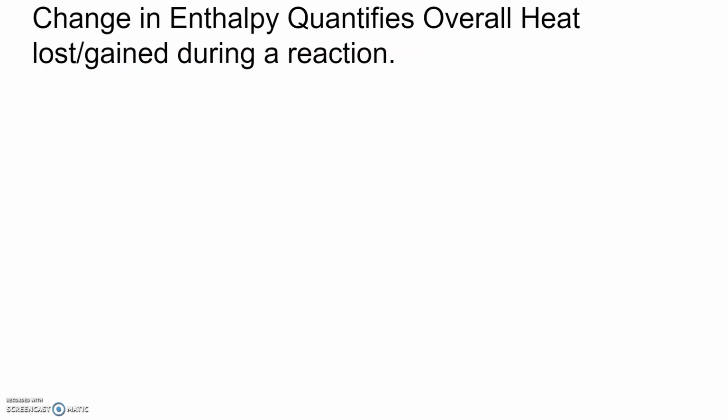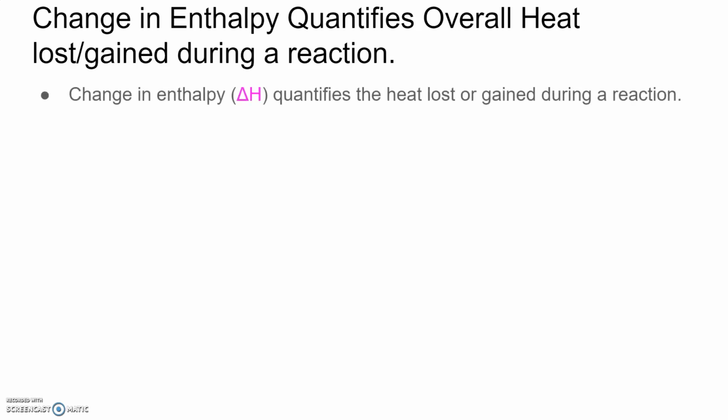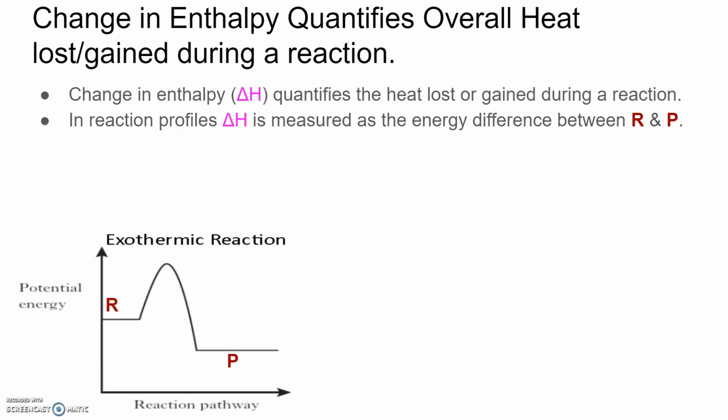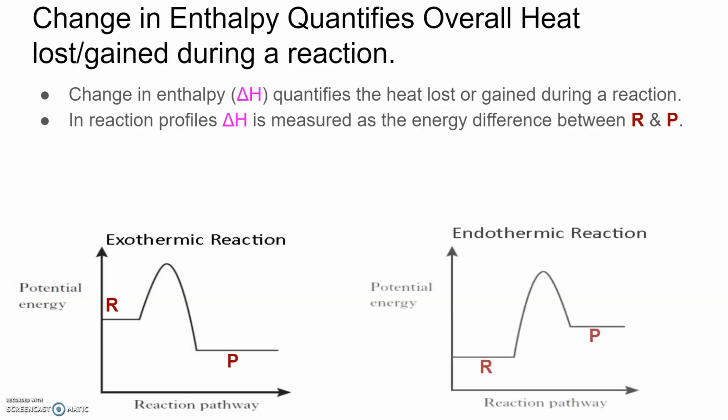All right, the last thing we're going to talk about here is the change in enthalpy, which quantifies the overall heat lost or gained during the reaction. The change in enthalpy, delta H, measured in the energy profile, is the difference between the reactants and products. The energy profiles, again, are these graphs here for exo and endothermic. To get the delta H, you take the difference in energy between the reactants and the products, between the reactant line and the product line.